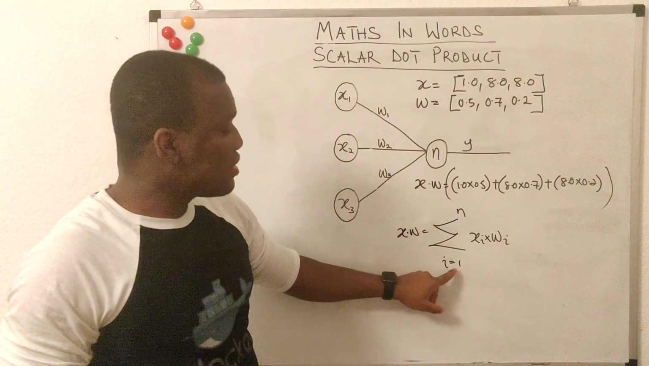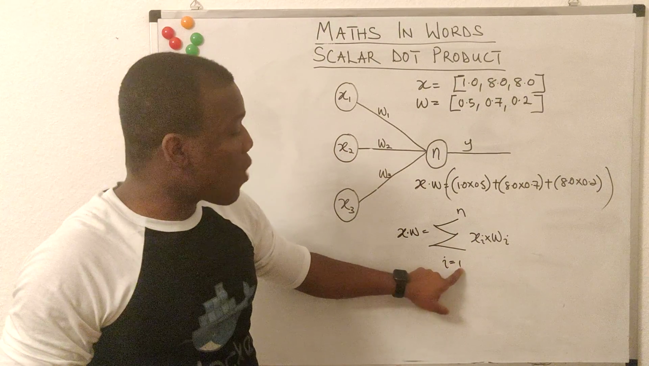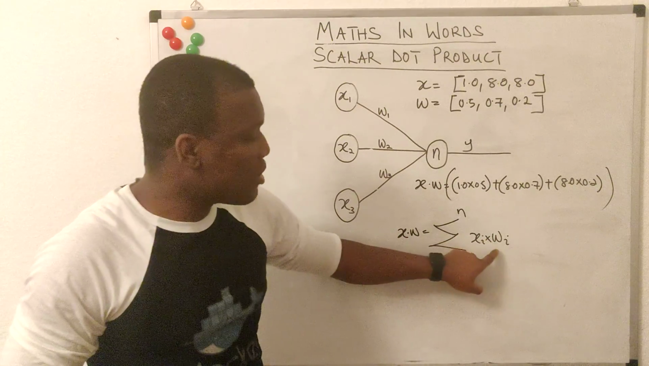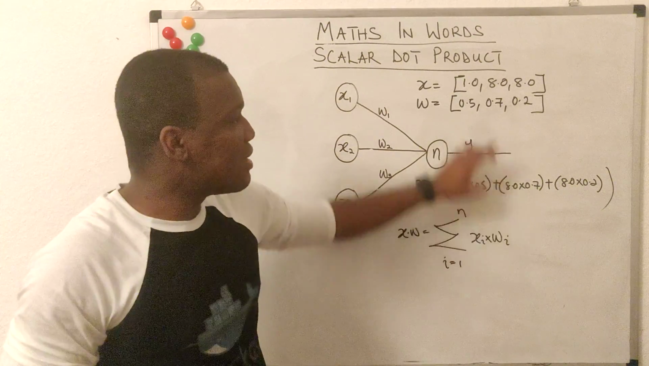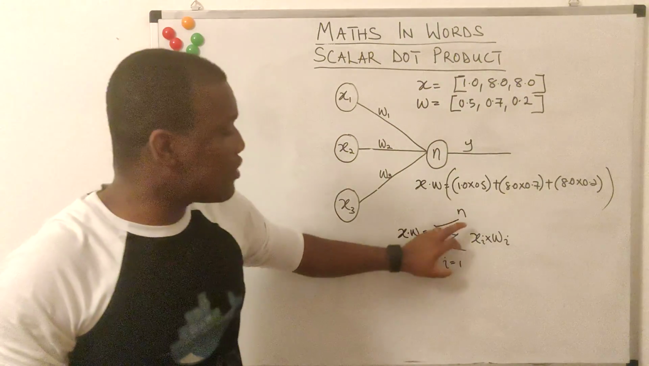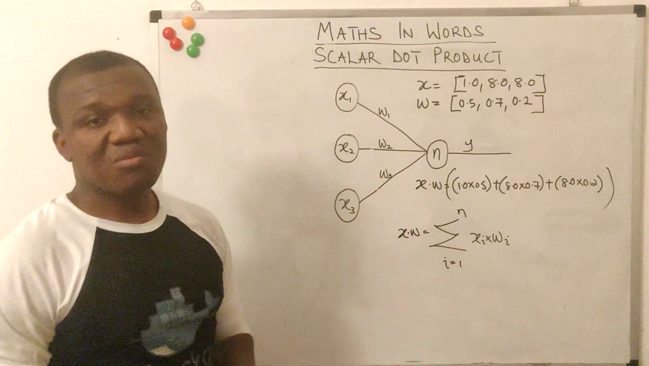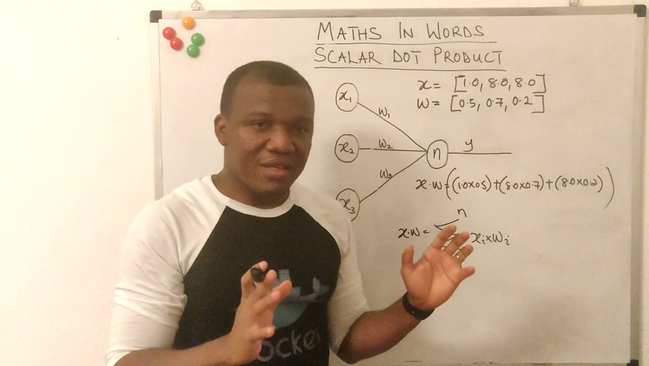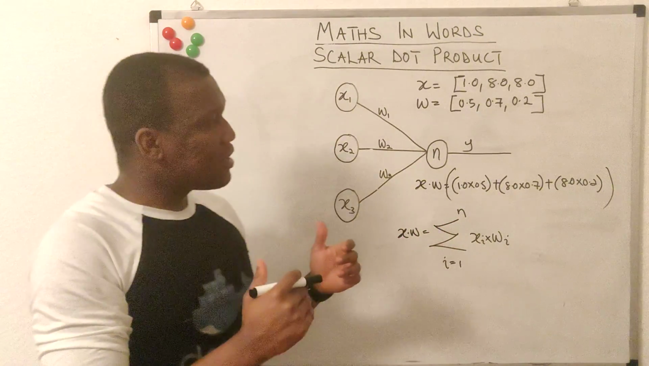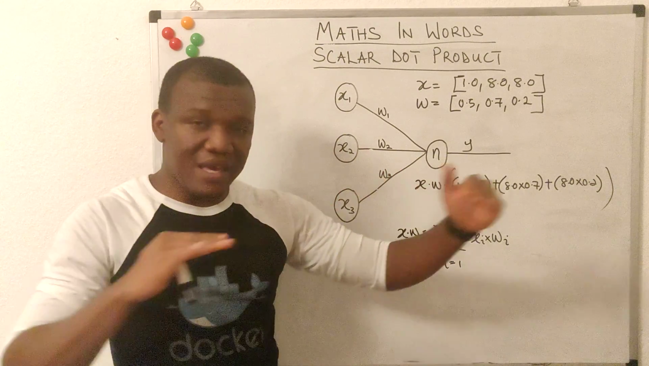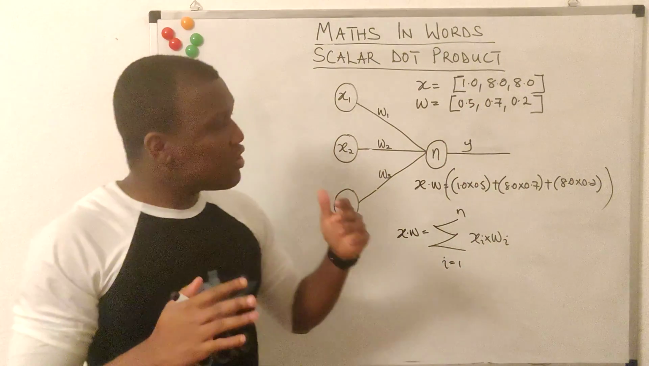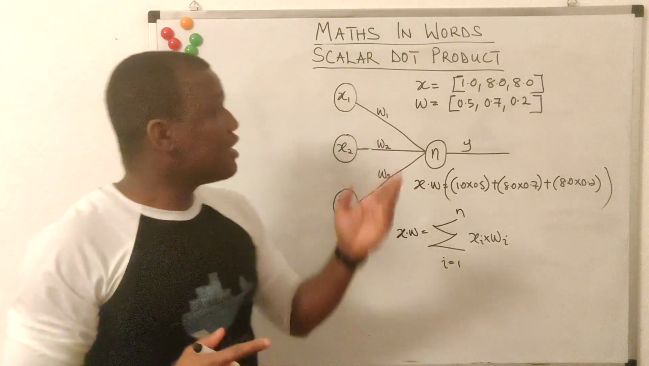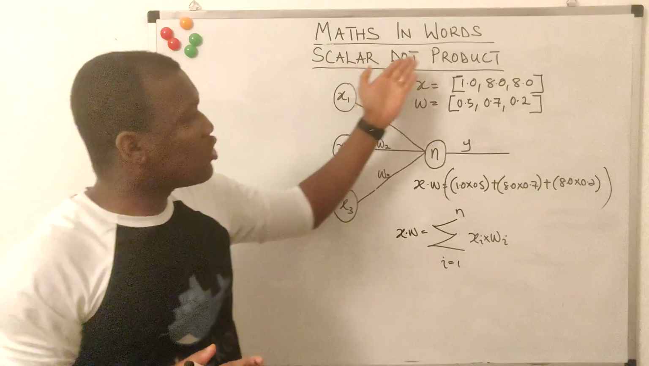So what it's saying is, for i from 1 to 3, read the x at that element, multiply it by the weight at that element, and sum the result. That is what this summation symbol does here. What I need you to understand is that the scalar dot product of two vectors of the same number of entries is always going to return a single number. That is why the name is scalar dot product.